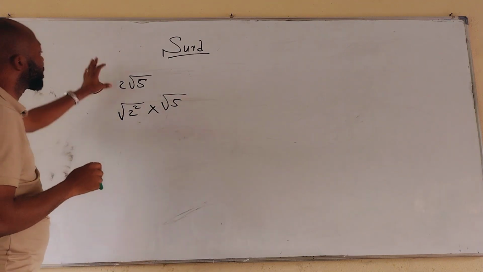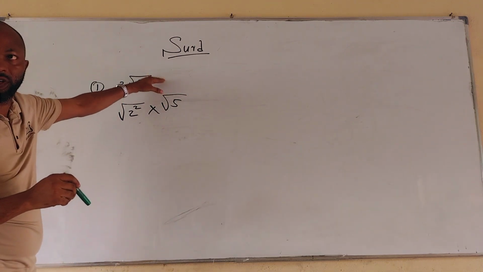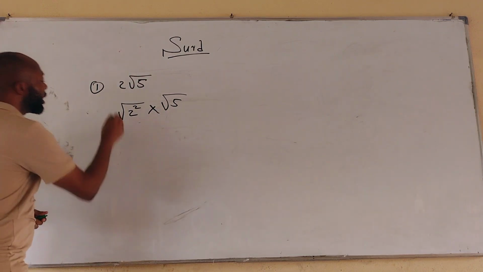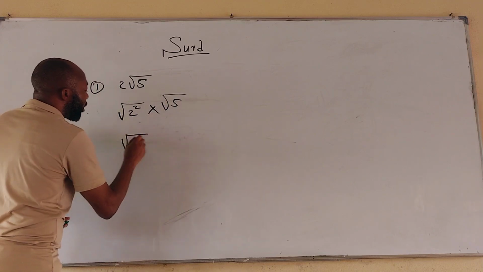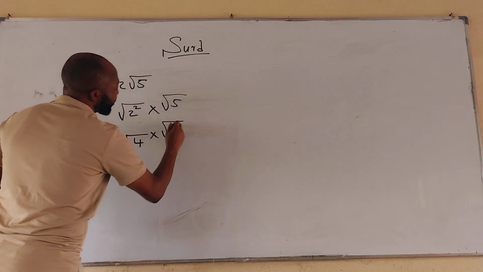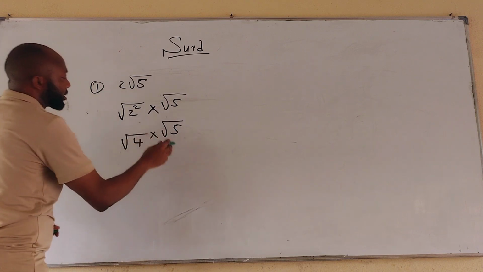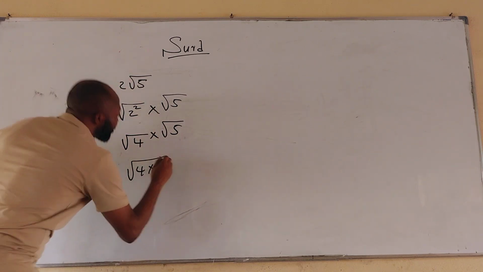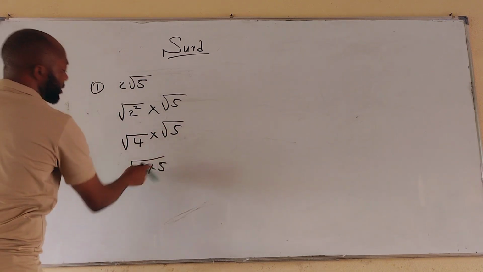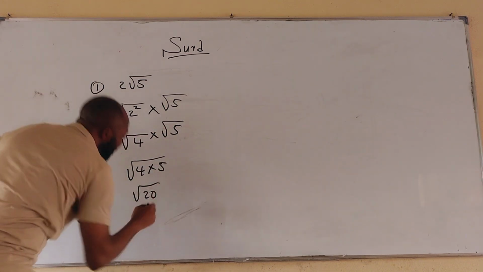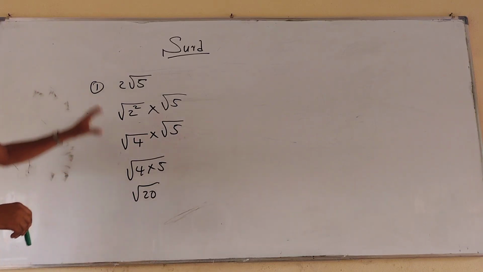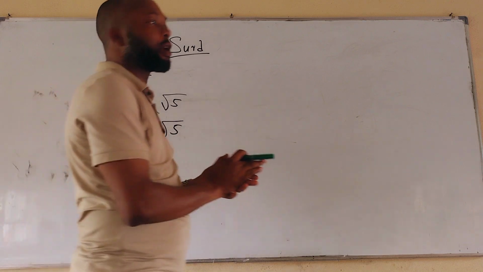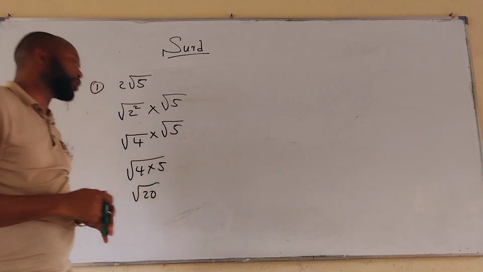That is what it means. This means 2 times root 5. 2 root 5 means 2 times root 5. So this is the times here. So here is root 2 squared, which is 4, times root 5. And I know that the multiplication law says I can make it root 4 times 5, the same thing as this. And this is the same thing as root 20. So by so doing, this surd, they said I should put it in a single surd form. I've been able to do that, and the answer is root 20.